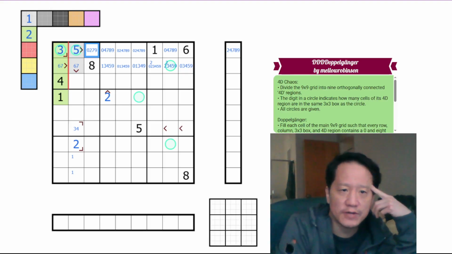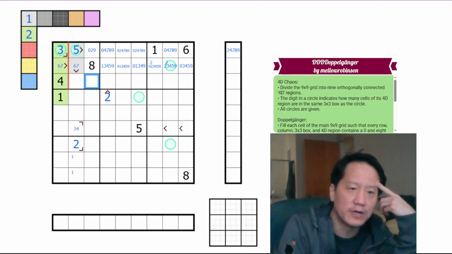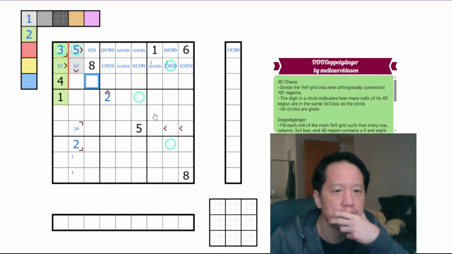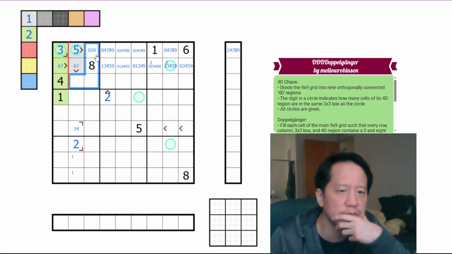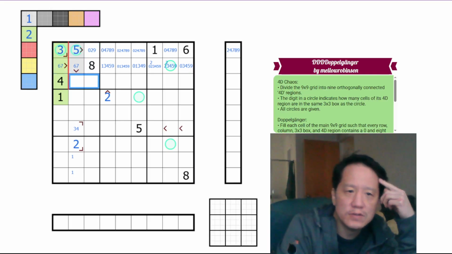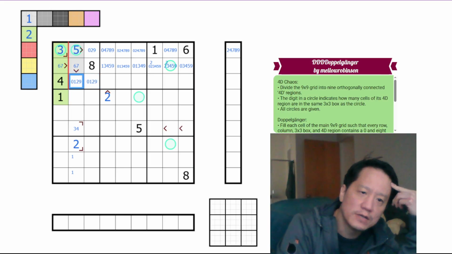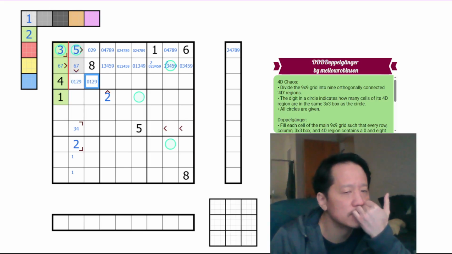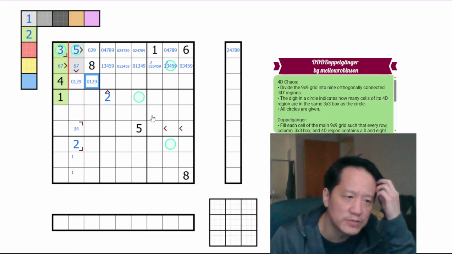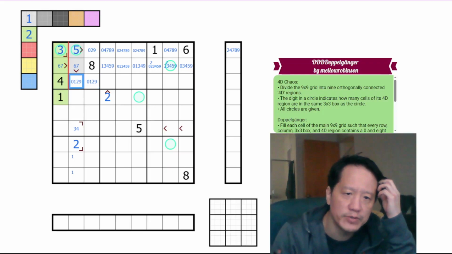This can't be 7 because of the 6, 7 pair in the box. Also, again, what are the remaining digits in box 1? We have 0, 1, 2, and 9. Maybe that's where I messed up. Okay, so this can't be 2.